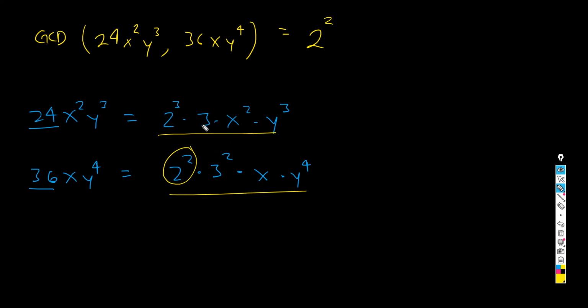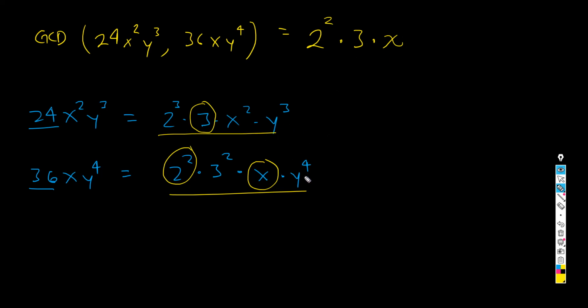Is the number 3 a common factor between this and this? Yes. Which one has the least exponent? This one. Circle it, choose it, paste it. Is the number x a common factor between this factorization and this factorization? Yes, because I observe it here and here. Choose the one with the least exponent and paste it. So you see, I'm not changing the process. I'm doing the same thing, but now with variables. Choosing the one with the least exponent.